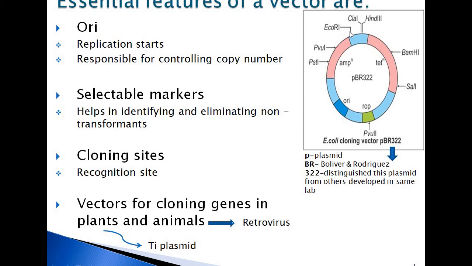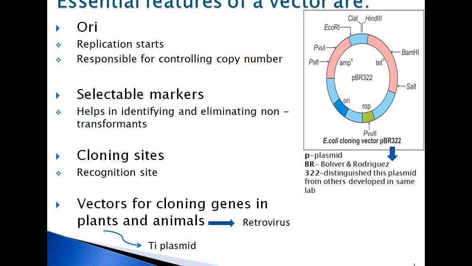So the selectable marker helps in identifying and eliminating the non-transformants. The selectable markers here are ampicillin resistance and tetracycline resistance. From these we can identify the transformants and non-transformants. How? We will discuss it later. Now the next one is the cloning site.